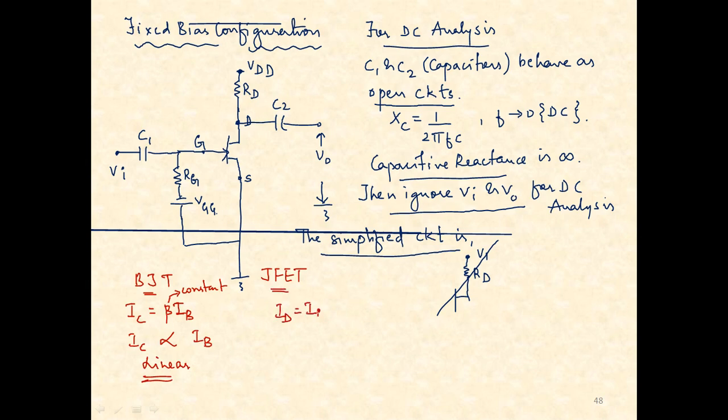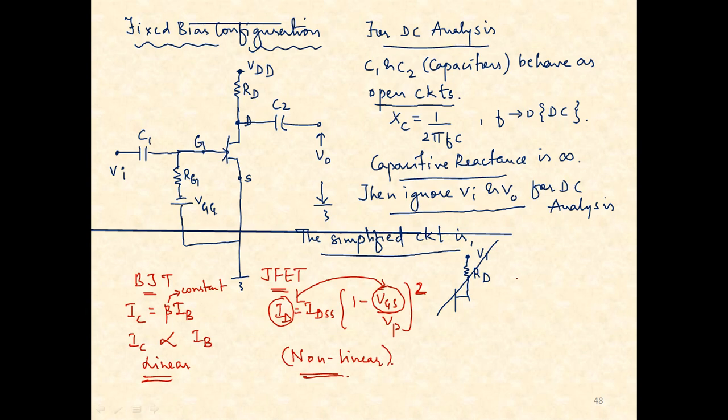However, with respect to a JFET, the drain current is given as IDSS times (1 minus VGS upon VP) the whole squared. So here the controlling or input parameter is VGS, and the controlled or output parameter is ID. The relation between ID and VGS is not linear because of the square term involved. So here the relationship is non-linear. You will have to remember this expression for the non-linearity.